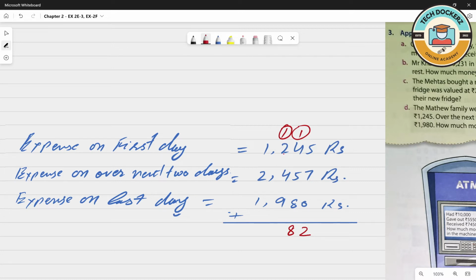1 plus 2, 3. 3 plus 4, 7. 7 plus 9. Keep 9 in your mind and 7 on your fingers. Start counting after 9. 10, 11, 12, 13, 14, 15, 16, 6, 1 will be carry. 1 plus 1, 2. 2 plus 2, 4. 4 plus 1, 5. So the Mathew family spent 5,682 rupees on a holiday.